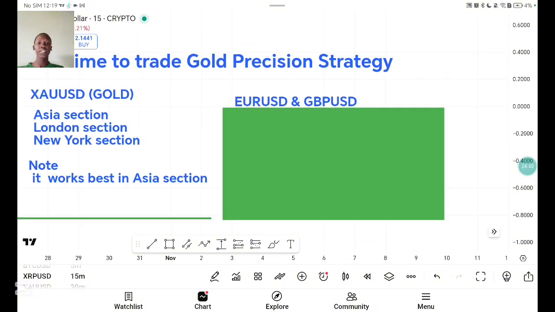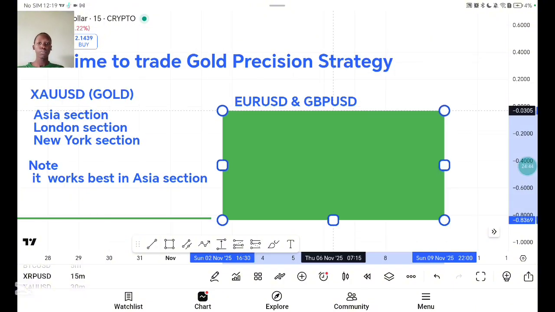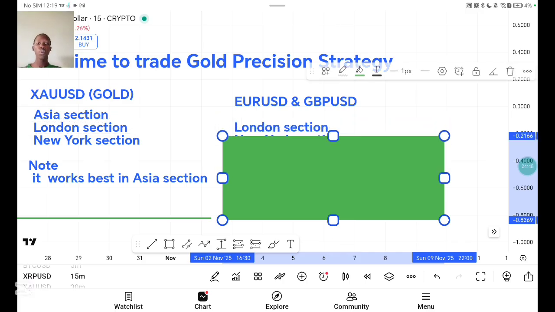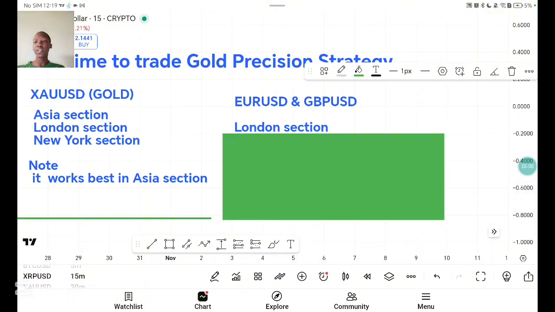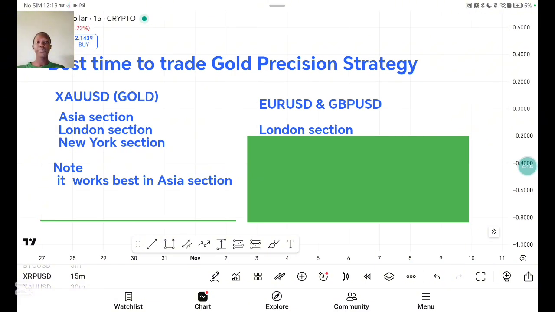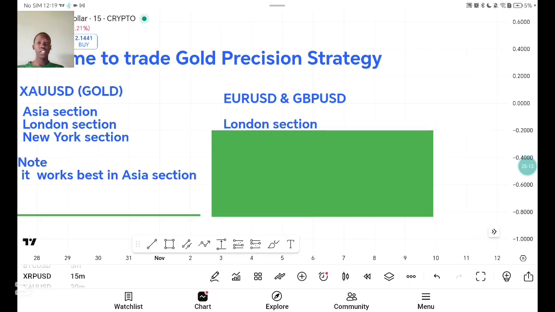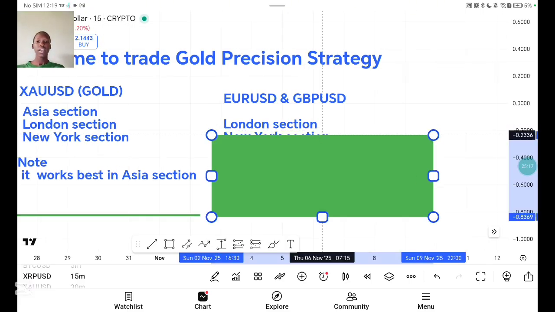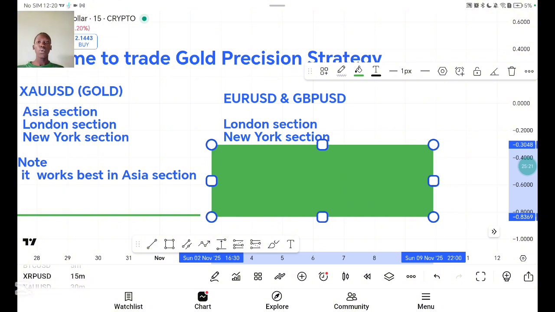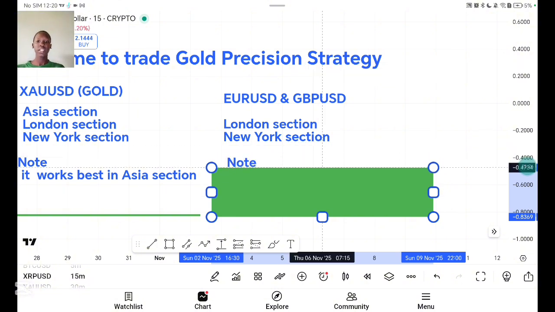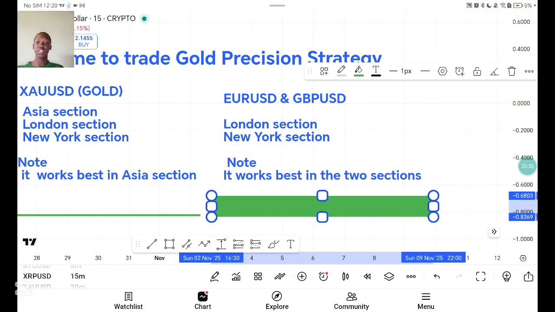Let's go to EURUSD and GBPUSD. Should we see Asian session this time? No, we shall not see Asian session, but we shall see London session, because Asian session is really slow compared to gold. Gold has too much volume in all sessions. So for USD pairs, do not trade in Asian; trade in London session and in New York session too. Now let's read the note. It works best in the two sessions, during the London and New York overlap.